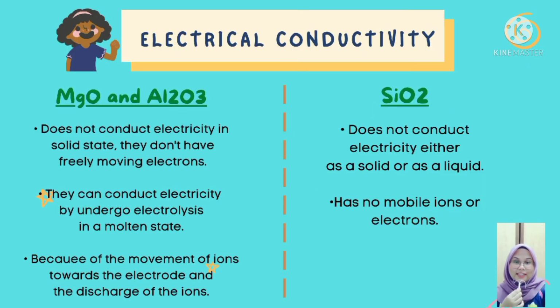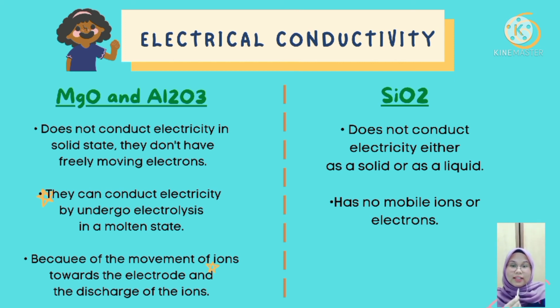Okay, last but not least, I will explain about the electrical conductivity. For magnesium oxide and aluminum oxide, they cannot conduct electricity in the solid state because they don't have any freely moving ions. However, they can conduct electricity if they undergo electrolysis in a molten state. This is because of the movement of the ions toward the electrode and also the discharge of the ions when they reach the electrode.